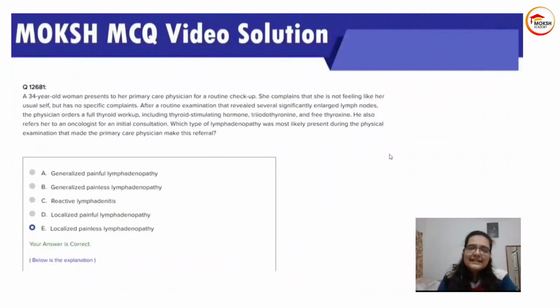Reactive lymphadenitis is because of an acute condition that is going on. It can also be because of chronic conditions and for a few drug-induced processes. But it will usually be painful and it will have spontaneous resolution the majority of times. Okay, moving on to the next.